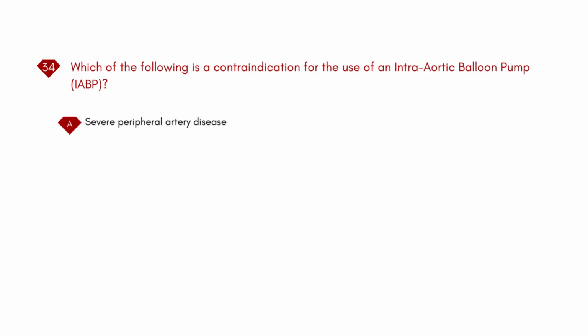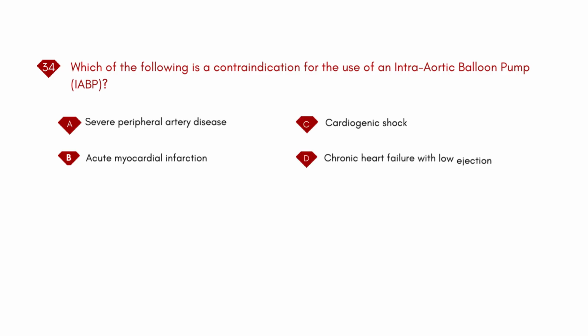Which of the following is a contraindication for the use of an intra-aortic balloon pump, IABP? A. Severe peripheral artery disease. B. Acute myocardial infarction. C. Cardiogenic shock. D. Chronic heart failure with low ejection fraction. Answer: A. Severe peripheral artery disease.